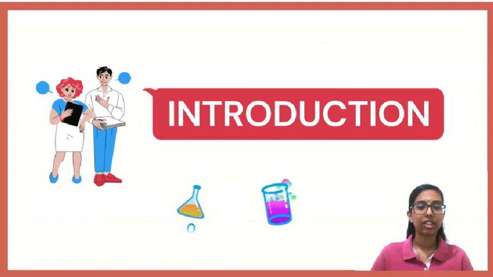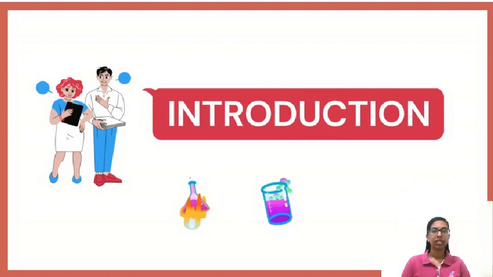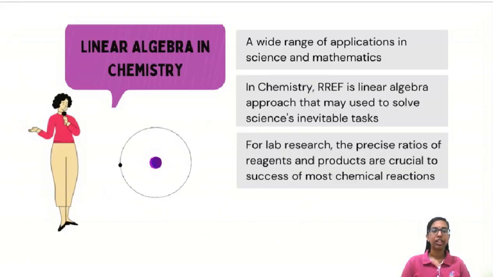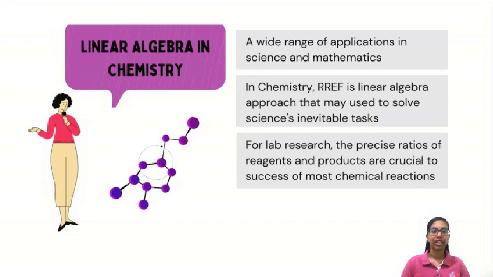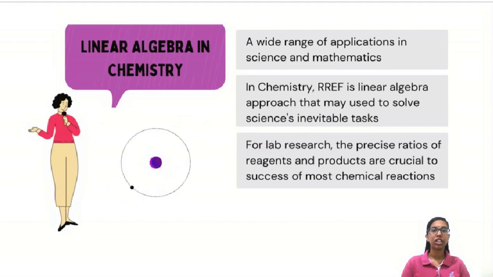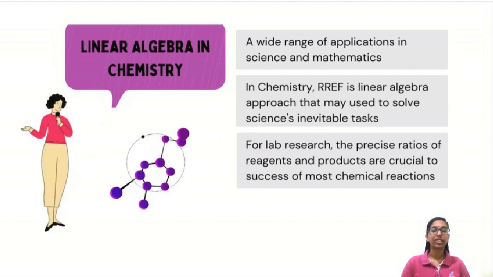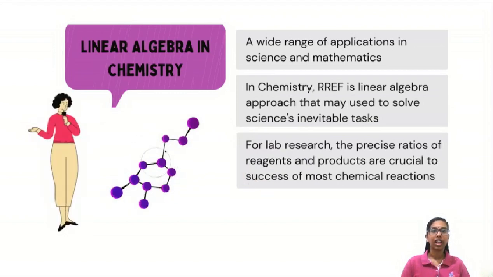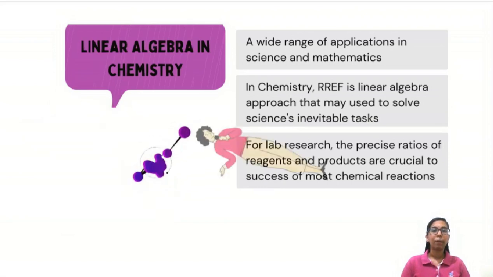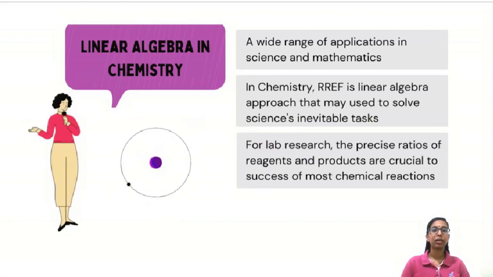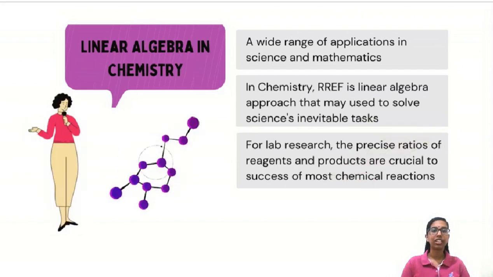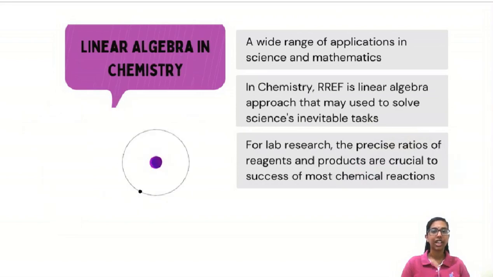Firstly, I will start with a short introduction of the application of linear algebra in chemistry. Linear algebra has a wide range of applications in science and mathematics. In chemistry, the reduced row echelon form is a linear algebra approach that may be used to solve one of science's inevitable tasks, like balancing chemical equations. Balancing chemical equations is fundamental for lab research, as the precise ratio of reagents and products is crucial to the success of most chemical reactions.